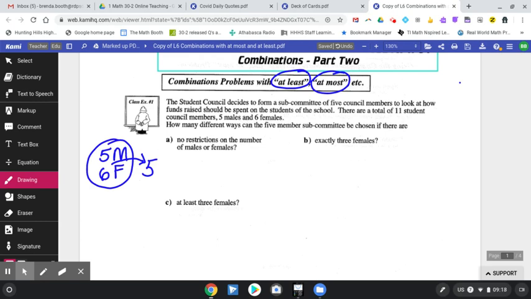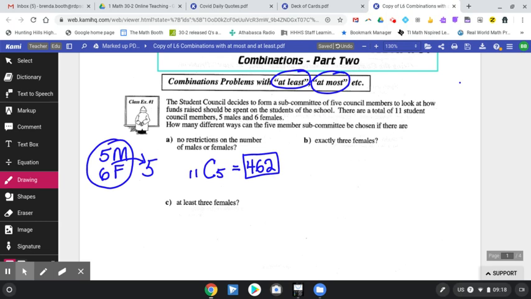All right, so no restrictions at all. We don't care who is on the committee. We don't care about gender. We're going to say there's 11 people available and we want to choose 5. So with no restrictions at all, 462 different groups or subcommittees could be made.